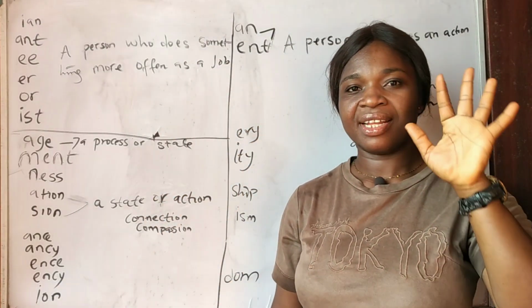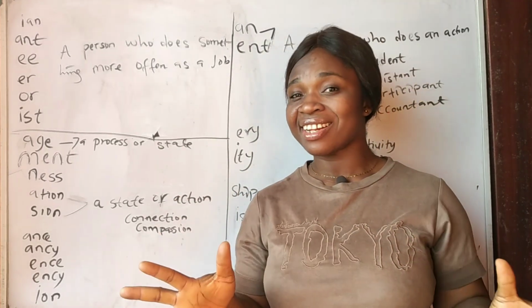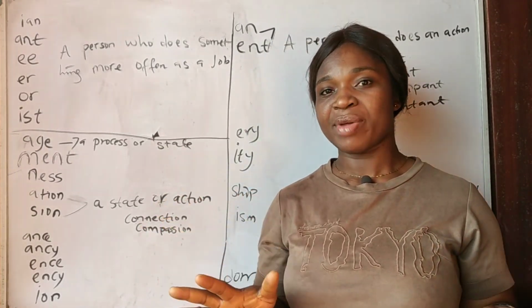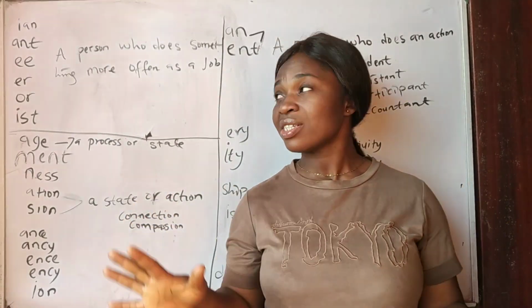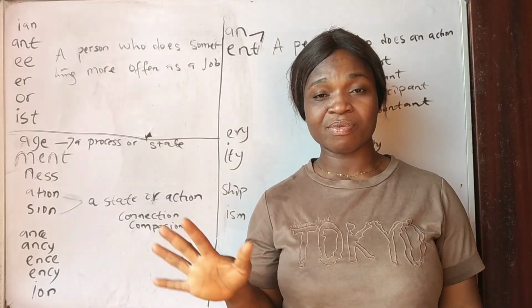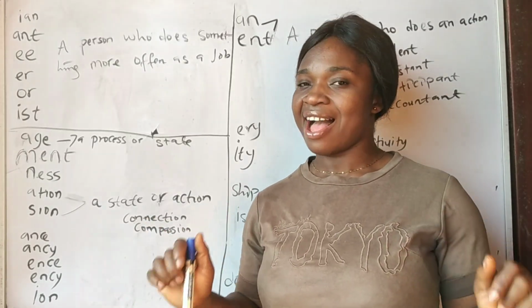So today being lesson 5 in this series, we're going to be looking at generally all the suffixes that make a noun out of a verb. Okay, we're going to be looking out for all the suffixes that actually transform a verb into a noun. So let's see the list I have on the board.